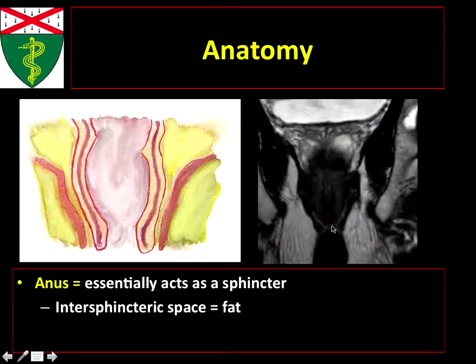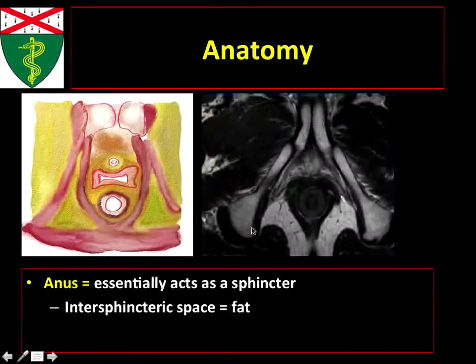So again, if we look at a coronal image, we know what the internal sphincter is, we know what the external sphincter is, and at the tip of my arrow, this bright appearing signal between the two is going to be fat within the intersphincteric space. On axial images, again, the internal sphincter is this whole thing over here, the external sphincter is the dark signal outside of it, and in between is the intersphincteric space, which contains fat and has bright signal. If you know those three things, you're well ahead of the game.